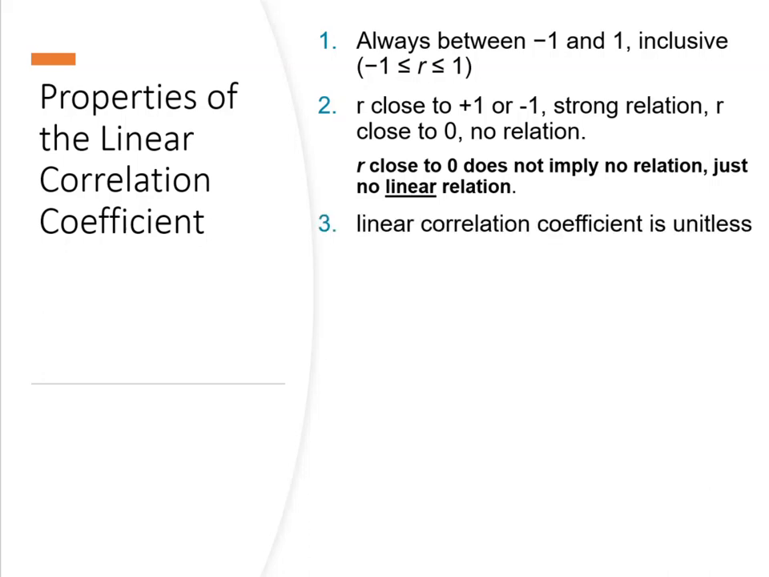We also need to understand that the linear correlation coefficient is unitless. Now this makes sense if you think back that we used z-scores in order to calculate r. And from a previous chapter, we understood that z-scores are unitless as well. And as we mentioned in the previous slide, our correlation coefficient is not going to be resistant to outliers.